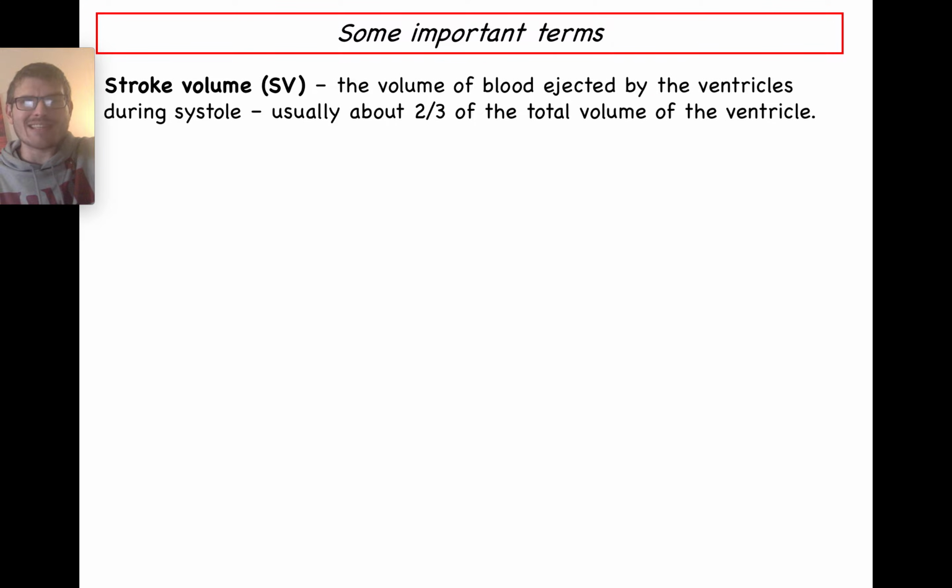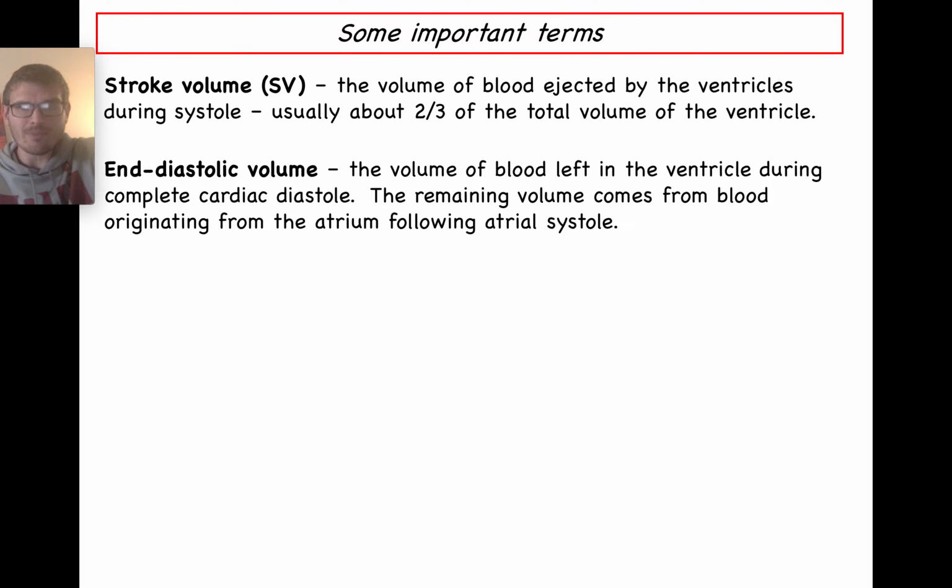So what that means is that if your stroke volume is 80 milliliters, the ventricle must have held previously about 120 milliliters of blood. So that's something that takes a little getting used to. Basically, if you think of the ventricle as a chamber that holds a certain volume of blood, say 120 milliliters, only about 2/3 of that 120 milliliters is actually going to get pumped out into the arteries. The remaining 1/3 will be remaining, obviously.